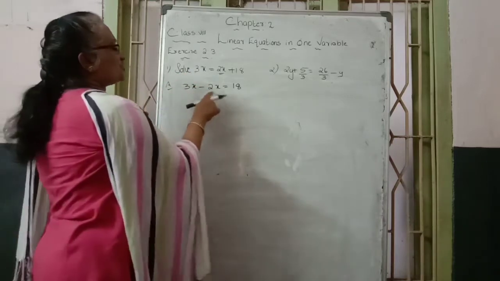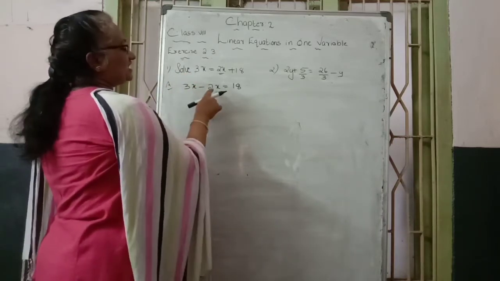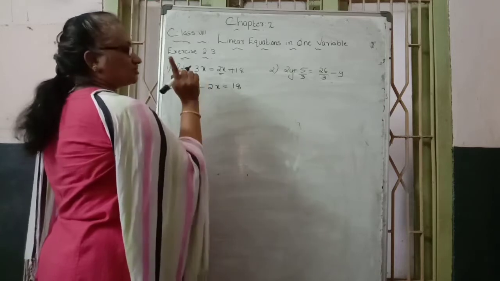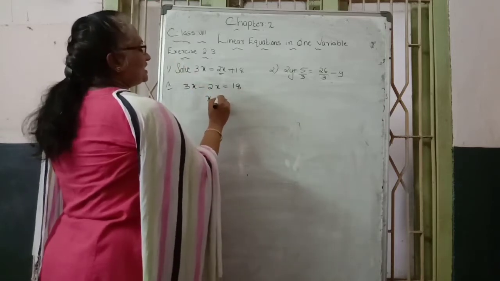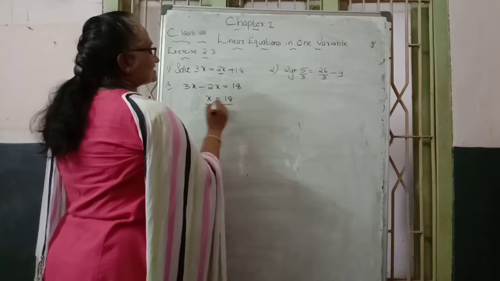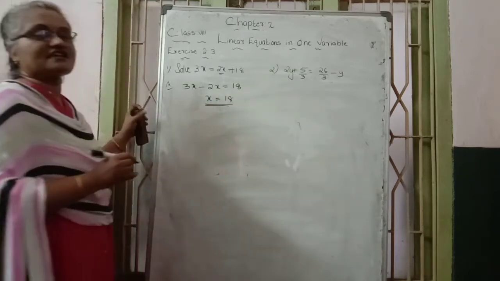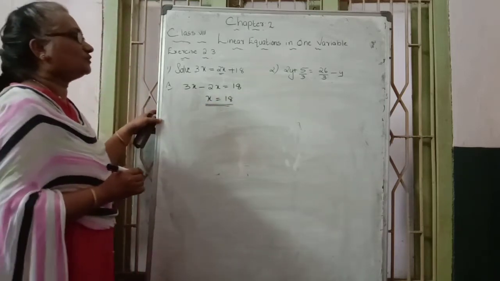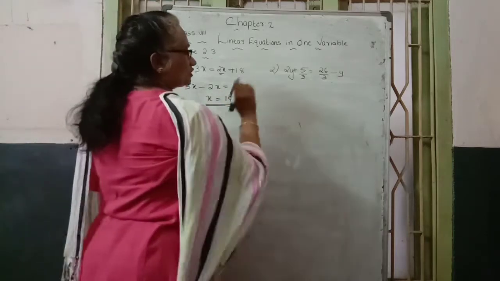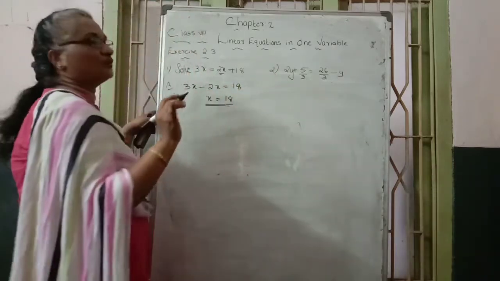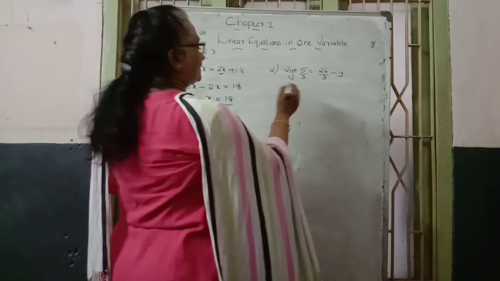Then take the coefficients of x, here 3, here 2. 3 minus 2 becomes how much? 1x. 1x means x. x is equal to what is the answer? 18 is the answer. I hope you can understand. The x value becomes 18. In this way, all questions in exercise 2.3 follow the same procedure.